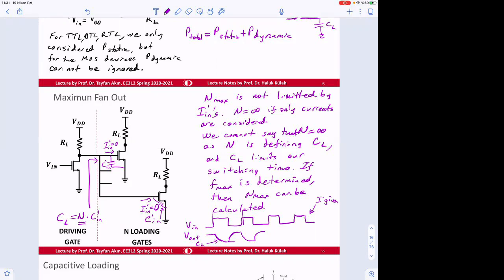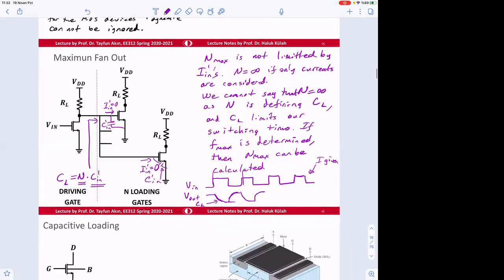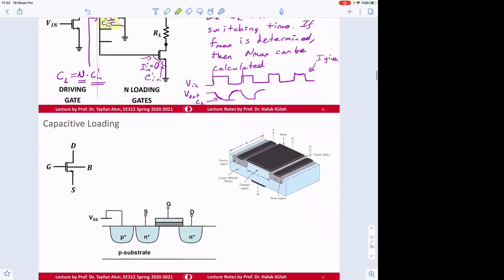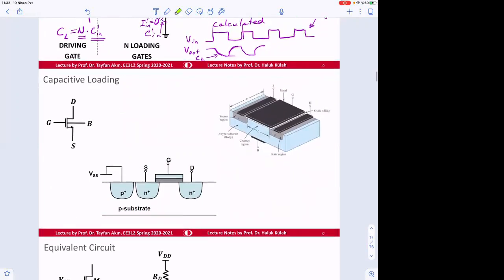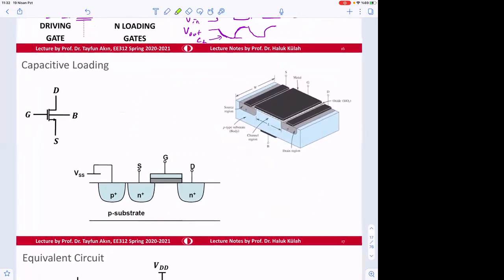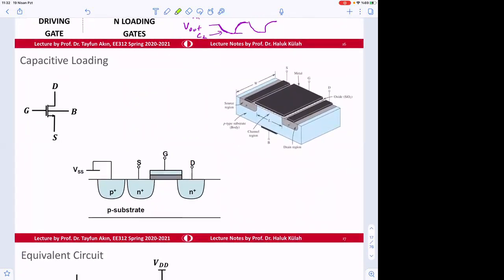So what are these values, Cn prime, for each device? We will be seeing where it's coming from, but I'd like to give a break here, and maybe continue with those capacitances after the break. Is that okay? Okay hocam. Yes.